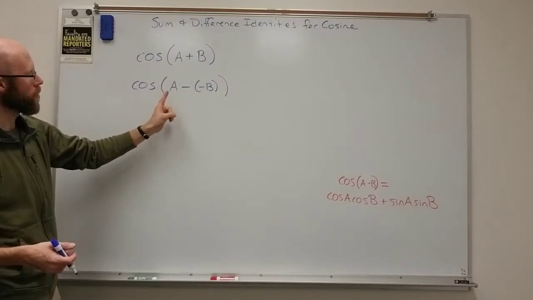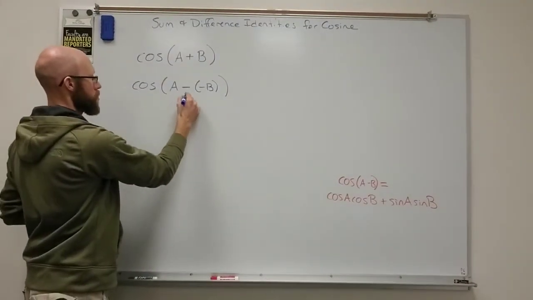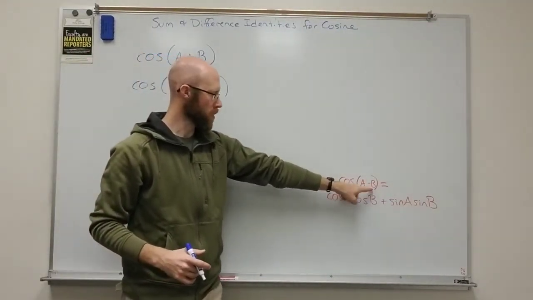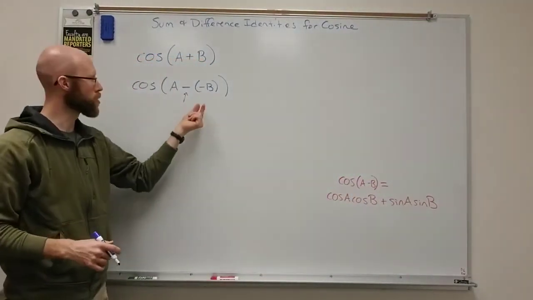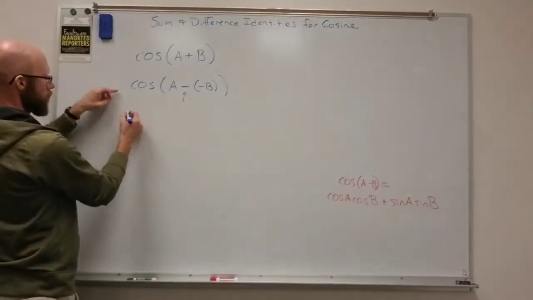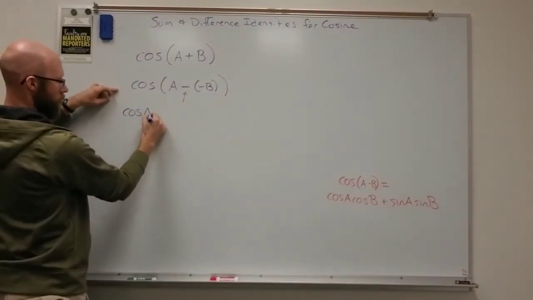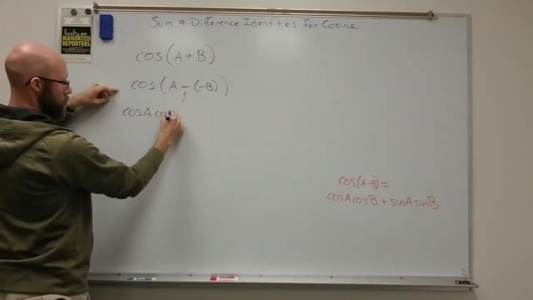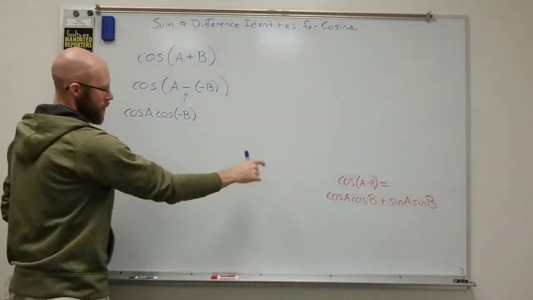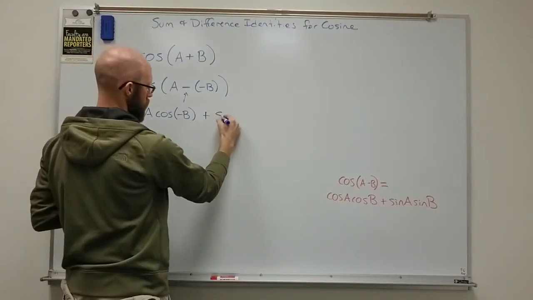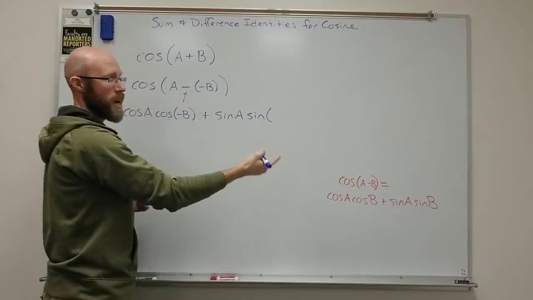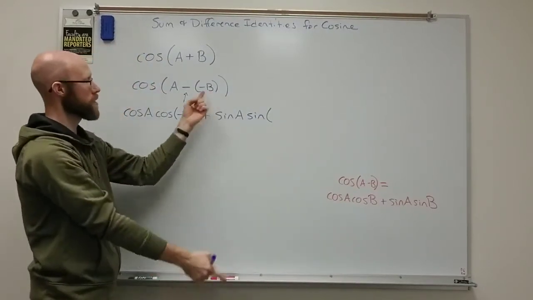Okay, so now, because I have this subtraction, it's really the difference of two angles, but instead of b, I just have to remember to use negative b everywhere there's a b in the formula. So I'm going to go to the formula. I'm going to take the cosine of the first angle times the cosine of the second angle, which is negative b, not b. Then I do plus the sine of a, the first angle, times the sine of the second angle, which was b, but now is negative b.